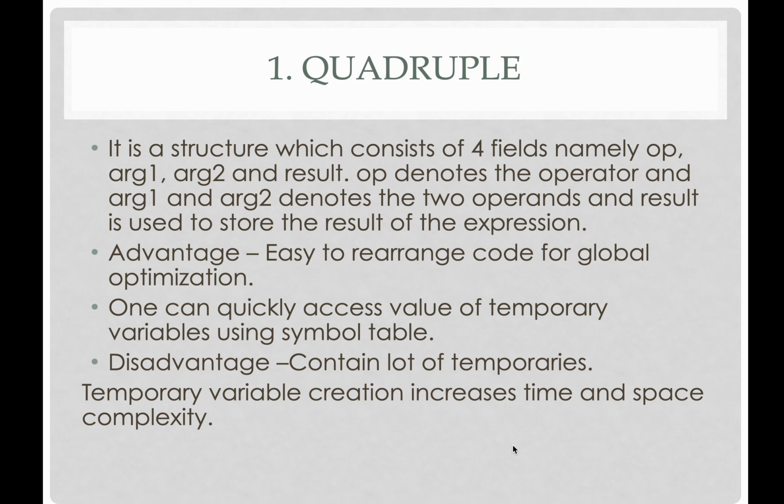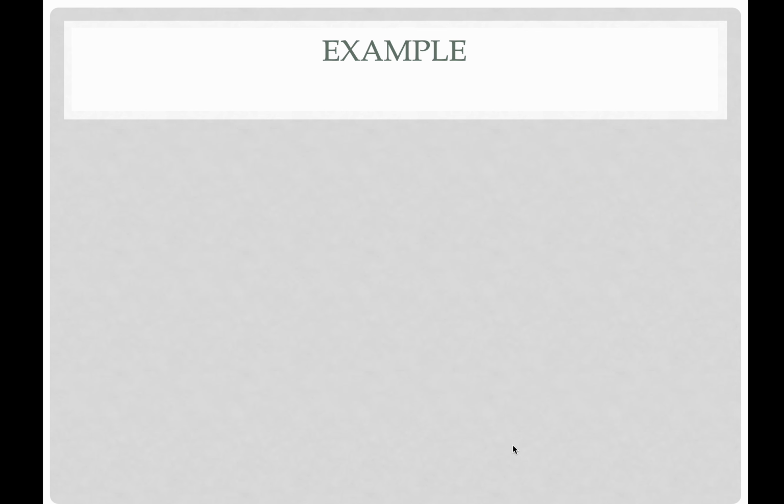Advantages of this quadruple are that it is easy to rearrange the code for global optimization, and one can quickly access the value of temporary variables using a symbol table. Disadvantages of this quadruple are that it contains a lot of temporaries, and as temporary variable creation increases, time complexity and space complexity increase.